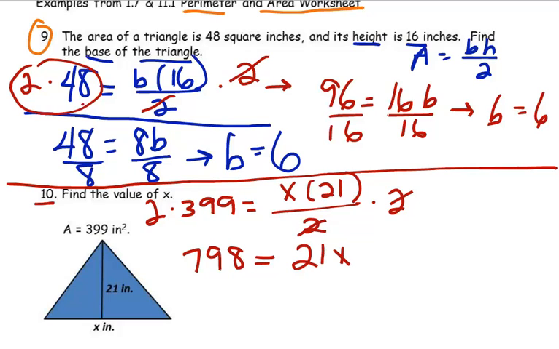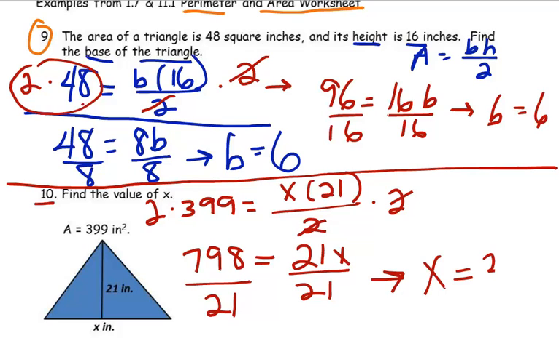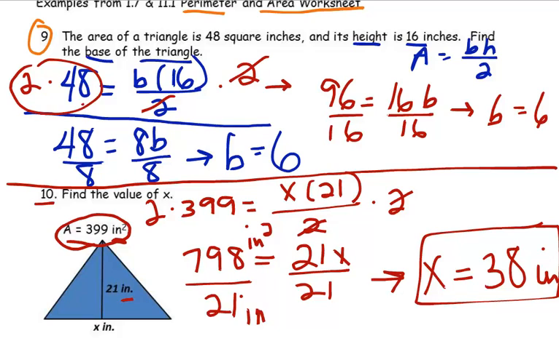I'm going to get 21x, and then when I divide by 21, now I'm going to get a nice number. 798, whoops, that should be a 21 right there. And so what I get here when I divide both sides by 21 is that x equals 798 divided by 21, which gives me a nice number of 38. Remember to put on your units. Since my area was in inches squared, and I'm dividing out a 21 inches, I'm dividing inches squared by inches. That's going to leave me with inches. So I'm going to get 38 inches.